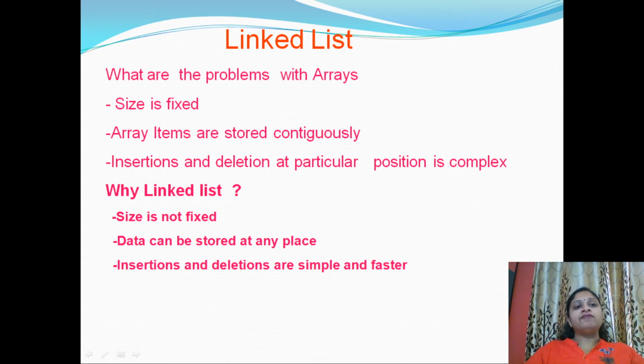The third problem we are facing with arrays is that insertion and deletion at a particular position is complex. How complex? Suppose you want to insert an element in between. Consider we have 100 elements in our array, and we want to insert an element at the 51st position. What you need to do is shift all the elements from 52 to 100 towards the right side. Then only will the space be available for the 51st location, and you are able to insert the element at that location.